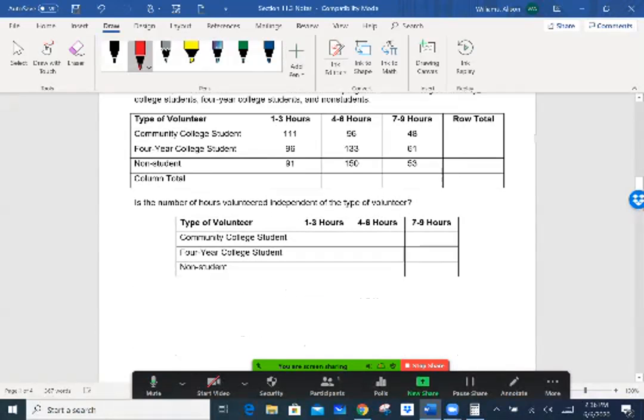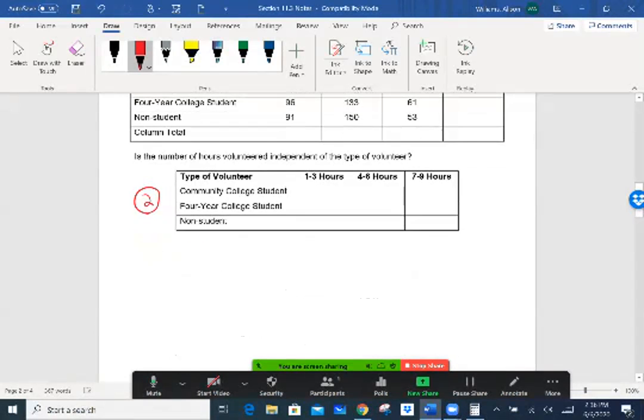And I have a table here that I've provided that we're going to use in step 2. So this is step 2, okay? So we'll come back to that. But step 1, I'm going to state my null and alternative hypothesis. So the null hypothesis for this problem is the number of hours volunteered is independent of the type of volunteer.